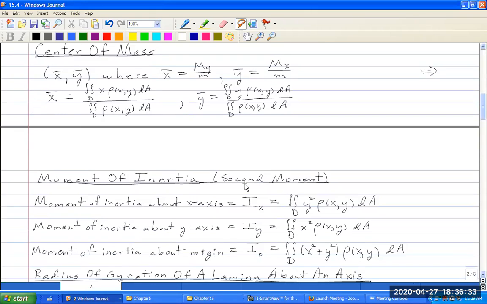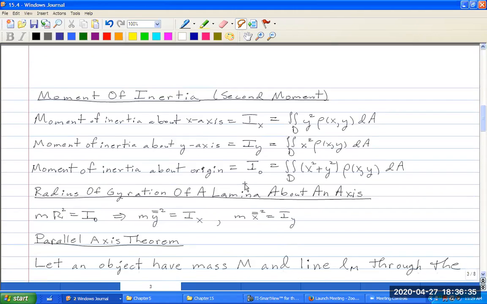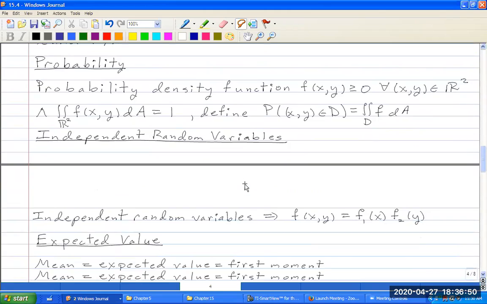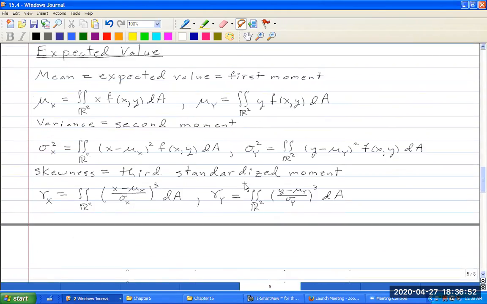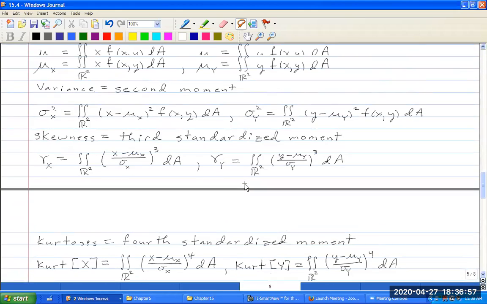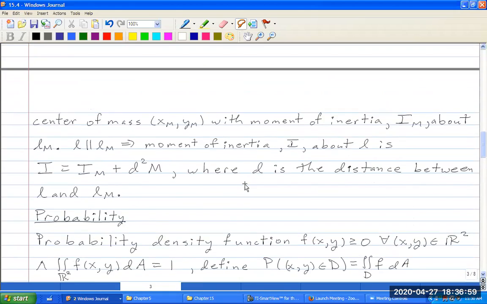The second moment. There are more than, well, do I give the third moment? Kurtosis? Oh, I do give the third moment. Okay, so I do give some other moments. So the second moment.